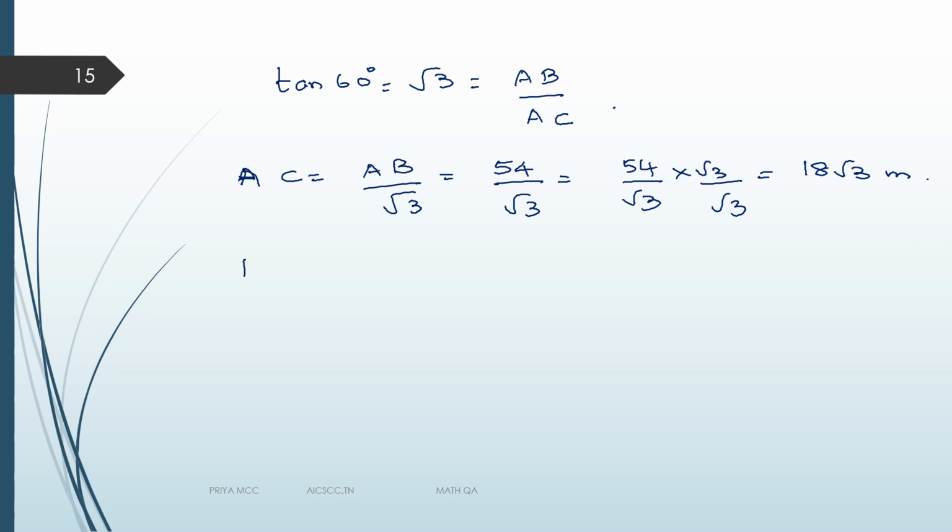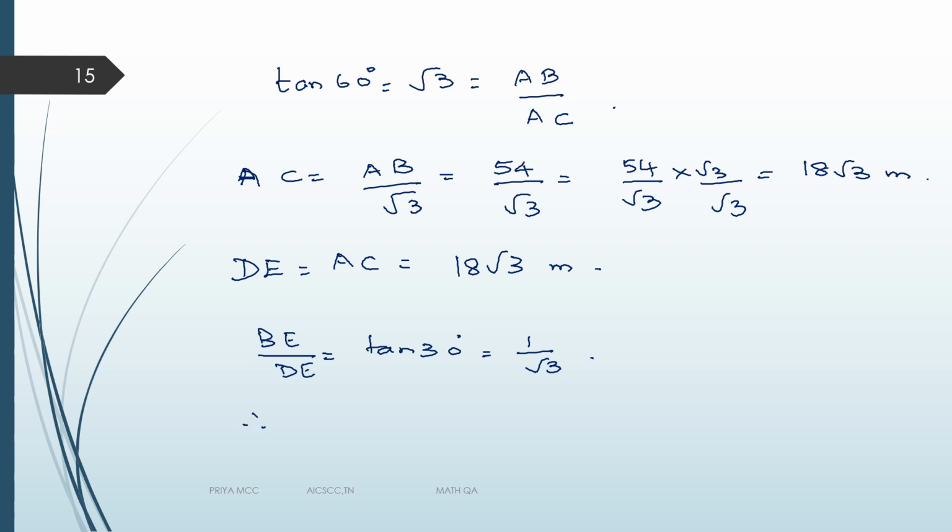Okay, now from the diagram we know DE is equal to AC, correct? The two lines are parallel, so that is also 18 root 3 meter. Now what is BE by DE? That's your tan 30. What's the value of tan 30? 1 by root 3. Therefore your BE will be equal to DE by root 3. That is 18 meter. Correct? Therefore, what's your CD?